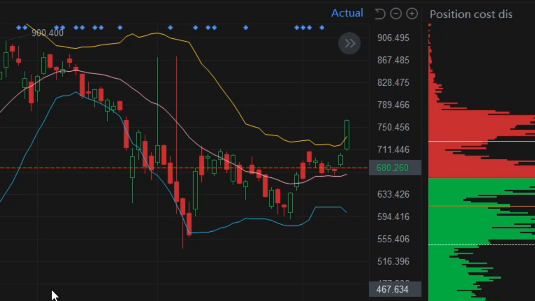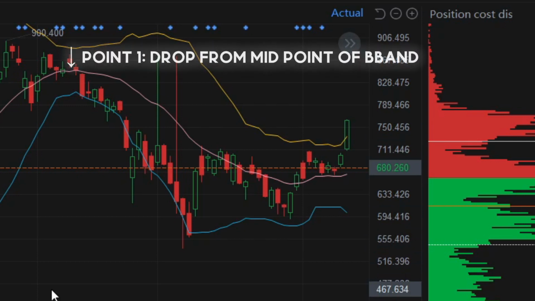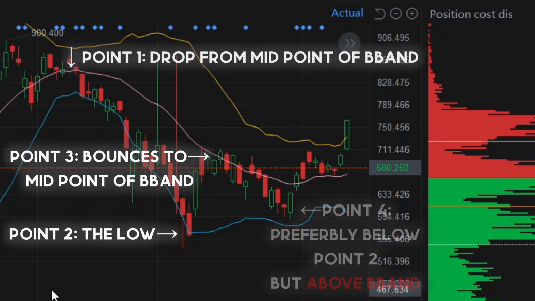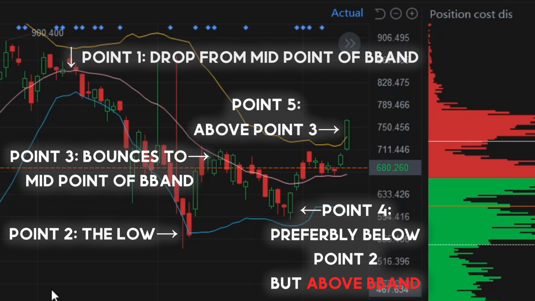There will be 5 points in W, of course. Point 1, you can see here, it dips from the midpoint of the B band to point 2, which is a low, and point 3 bounces back to the midpoint of the Bollinger Band. Point 4, it should preferably go to a similar level or below point 2, but above the Bollinger Bands. Point 5, it will go above point 3, which is the midpoint of W.